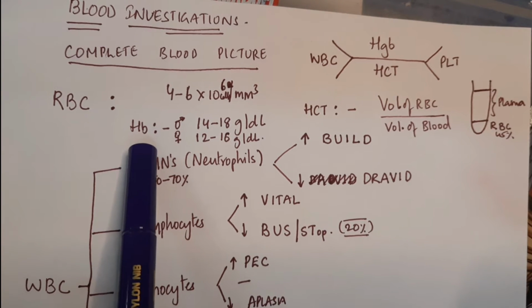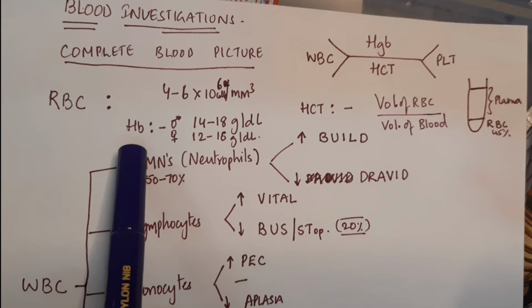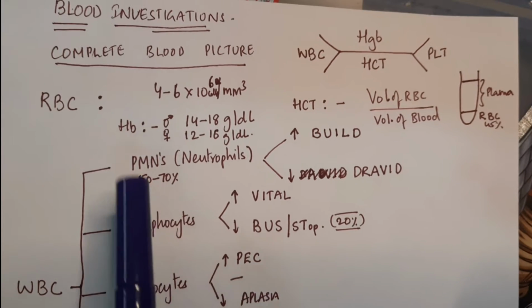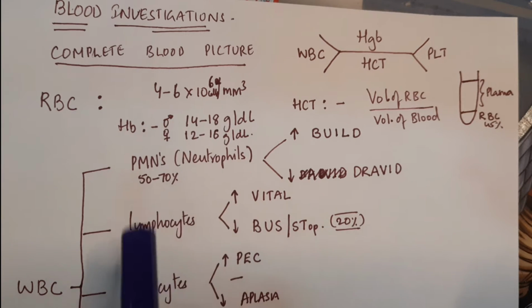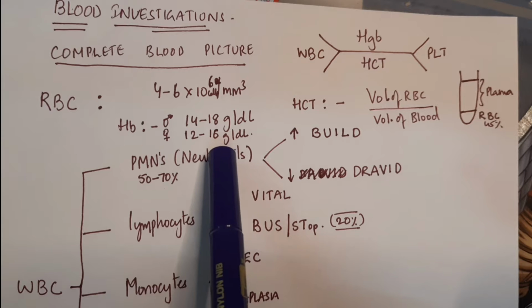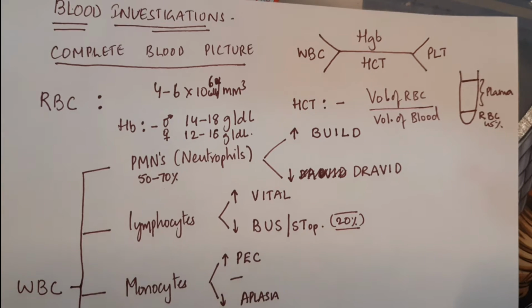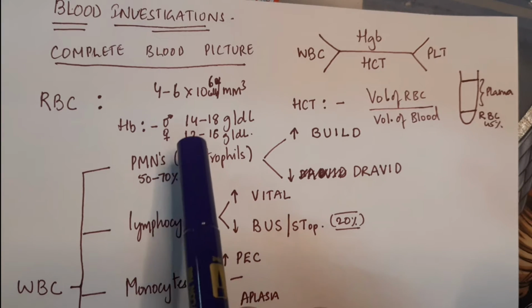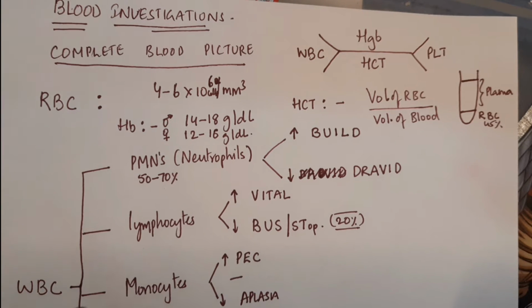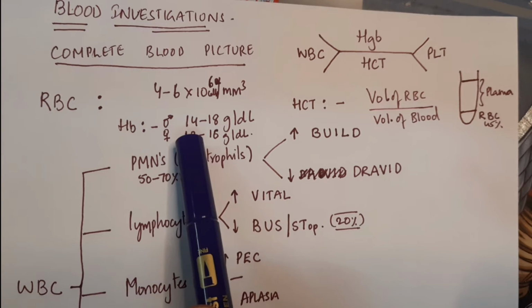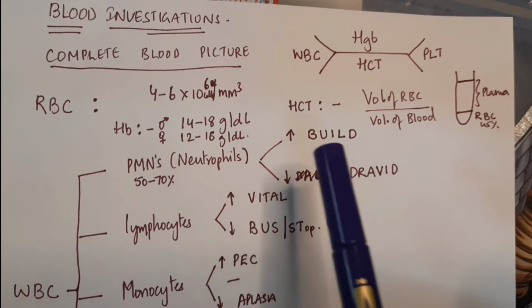Then the hemoglobin is what you most commonly see when you ask for a complete blood picture, right? The hemoglobin in males is 14 to 18 grams per deciliter, and in females 12 to 16 grams per deciliter. Basically above 14 is considered good. So when you are taking up a patient for surgery, for an extraction, for minor surgical procedures, remember that a value above 14 is good, and approximately up till 10 you don't have any problem in treating a patient, but below 10 you have to be cautious, right?